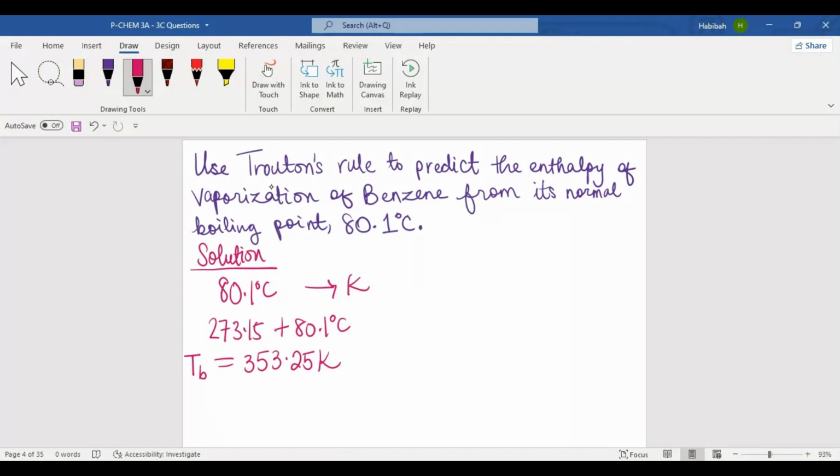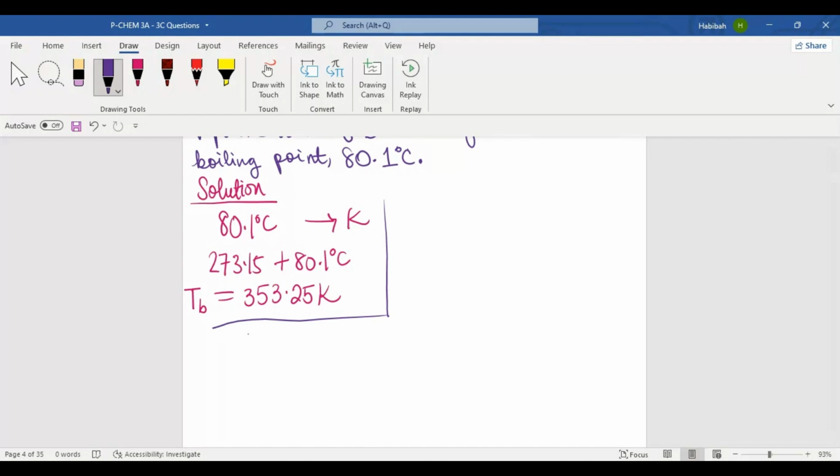Now, we're not given a second parameter, but in order for you to know what to do next, you have to know the formula for Trouton's rule. Trouton's rule is basically that the change in standard enthalpy of vaporization is equal to the boiling point temperature times the change in standard entropy of vaporization. So this is basically what it is.